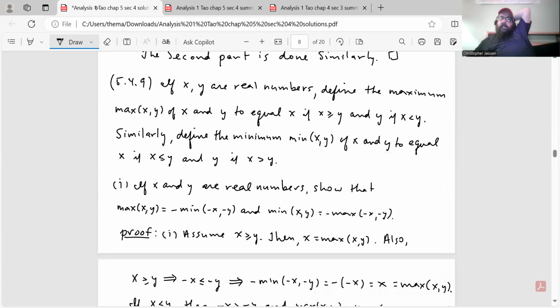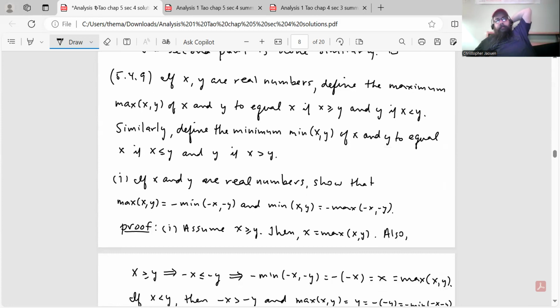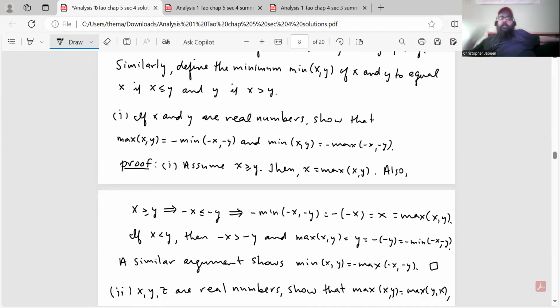All right, and then this is the last question, 5.4.9. If x and y are real numbers, define the maximum, which we're denoting by max(x, y), of x and y to equal x if x is greater than or equal to y, and y if x is less than y. Similarly, define the minimum, which we're denoting by min(x, y), of x and y to equal x if x is less than or equal to y, and y if x is greater than y. Right, and then there's a bunch of parts to this.